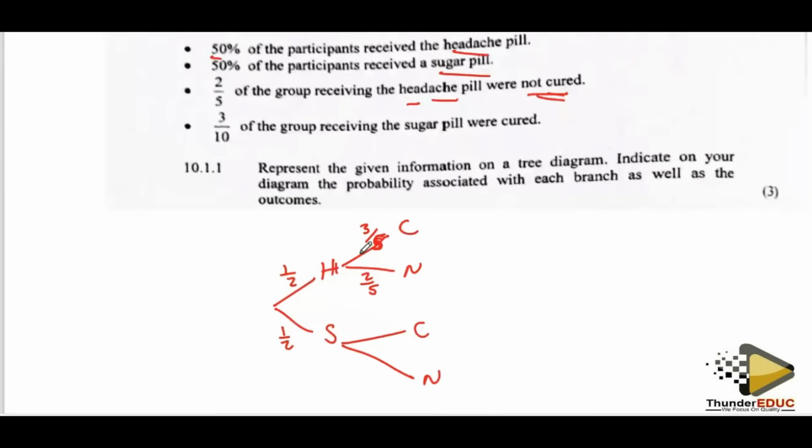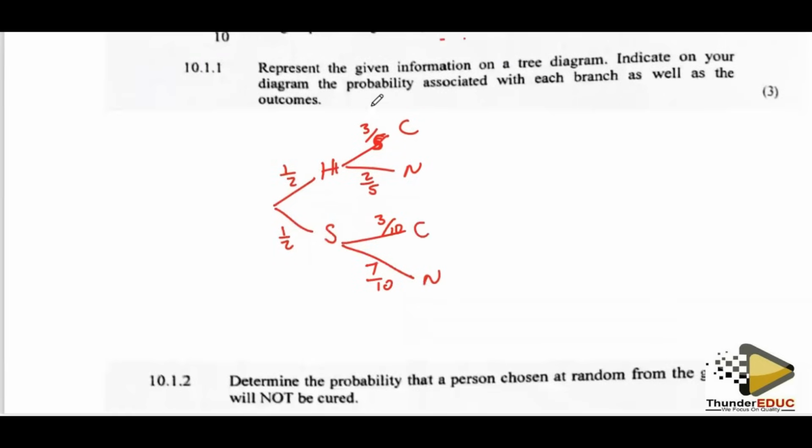So even this. Then 3 over 10 of the people that received the sugar were cured. So this is 3 over 10. Then this must be 7 over 10. So the outcomes will be headache pill and cured, headache pill not cured, sugar and cured, sugar and not cured. So these are our outcomes. Alright, we'll move on.